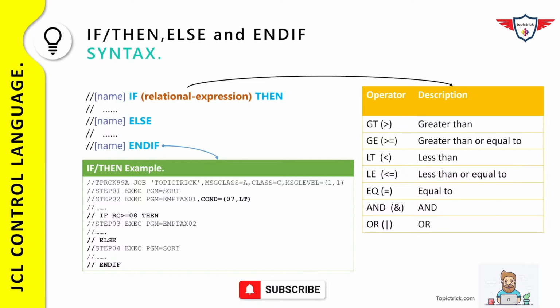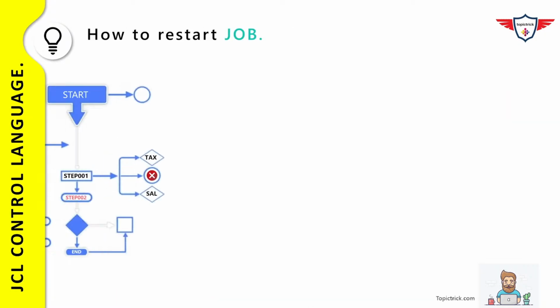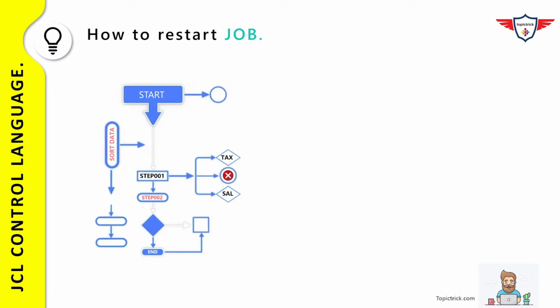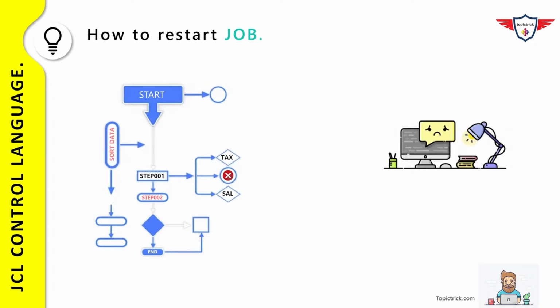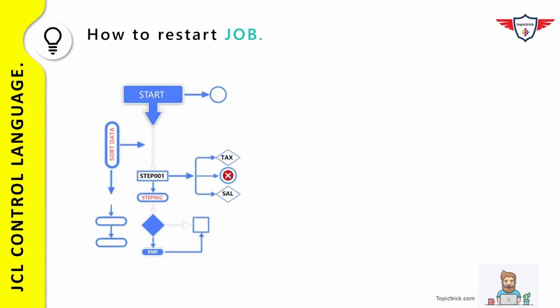Now let's focus on our next section, that is how to use restart parameters to restart your job. And in this section, we will try to understand what are the different ways of restarting your job in case it fails. So when a program abandons or the system fails, you may need to restart a job from a specific point or a step where it had failed instead of restarting it from the top.